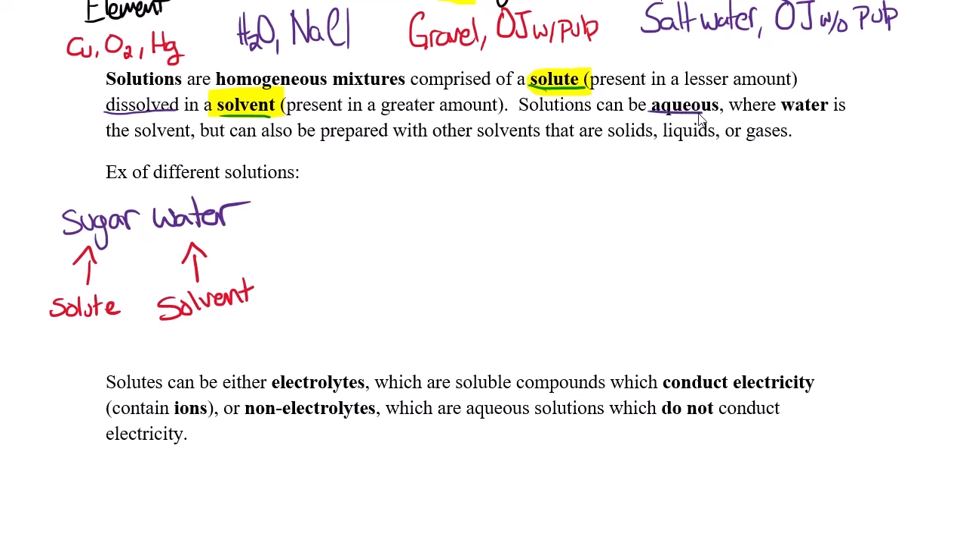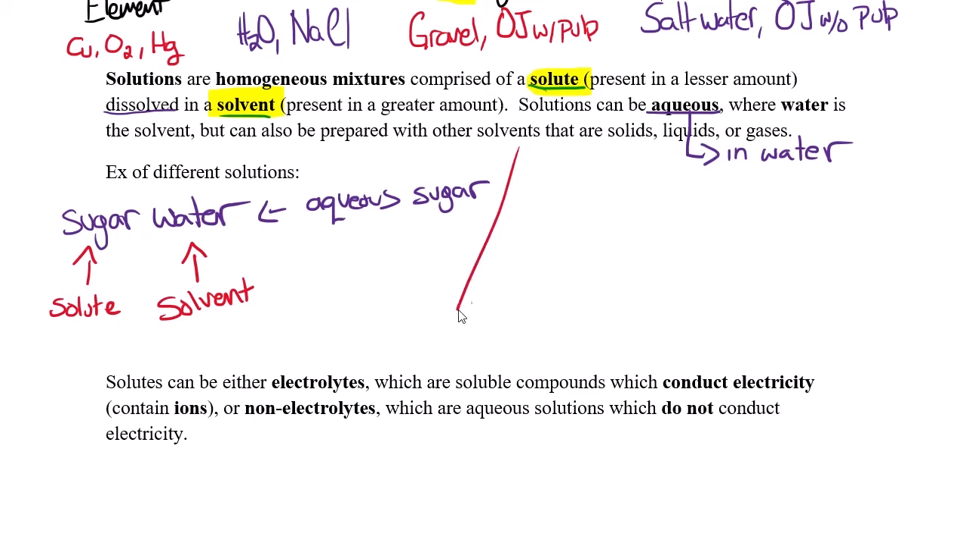So things which are dissolved in water are called aqueous, where water is the solvent. And to say aqueous means in water. So instead of saying sugar water, I could say aqueous sugar. And I would know that that means that it's sugar dissolved in water. But water is not the only solvent that can be.